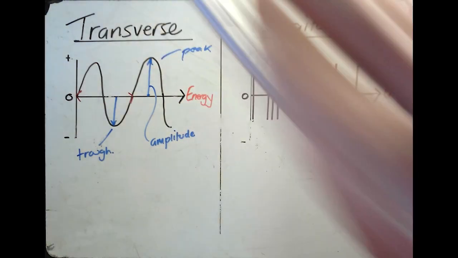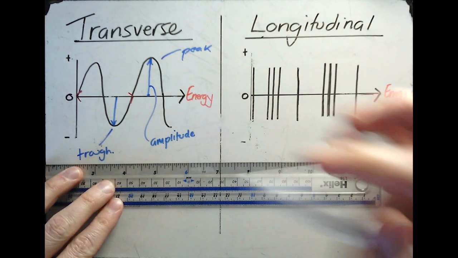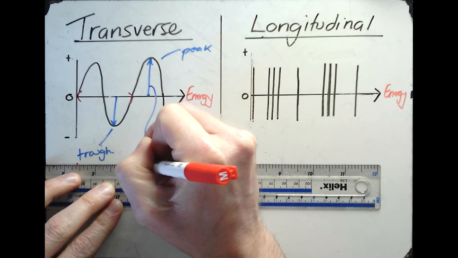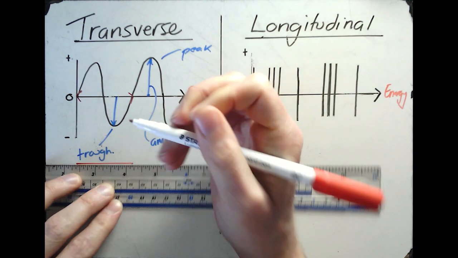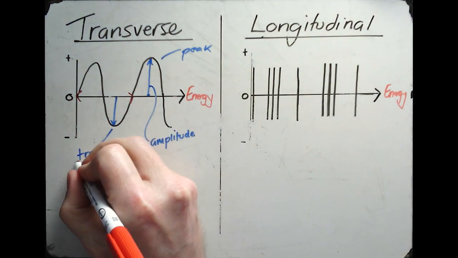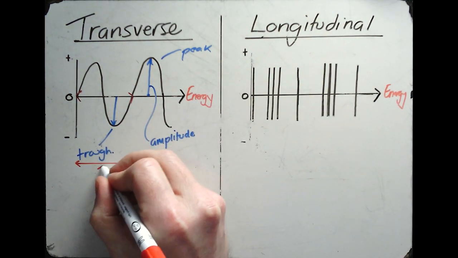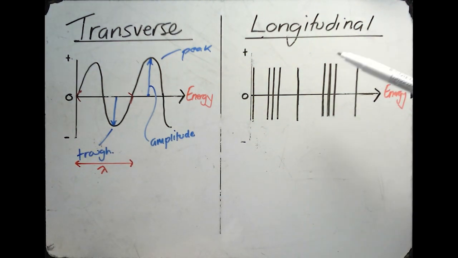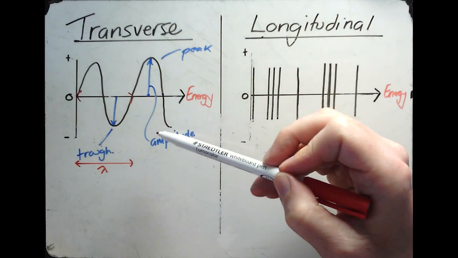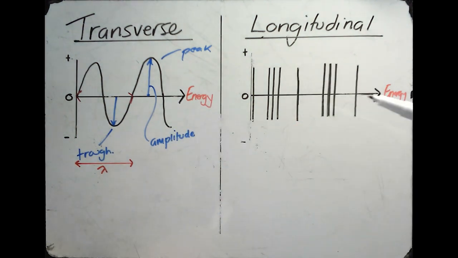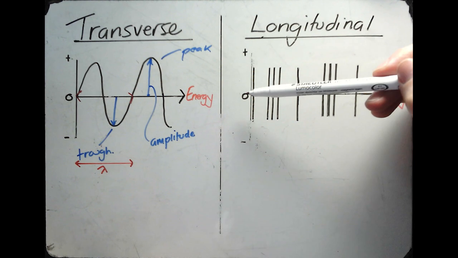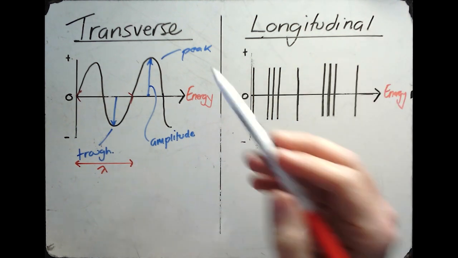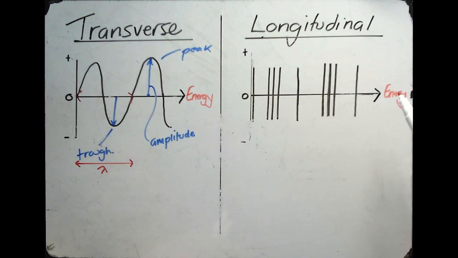Now, to make this easier for you to see, I'll just bring this down underneath. So we've got from this position here to this next position here. So that distance is one wavelength. So let's look at our longitudinal wave and let's see how it's different, but also how it's similar. So again, we've got this energy traveling in the same direction. So we can say that both of them transfer energy.